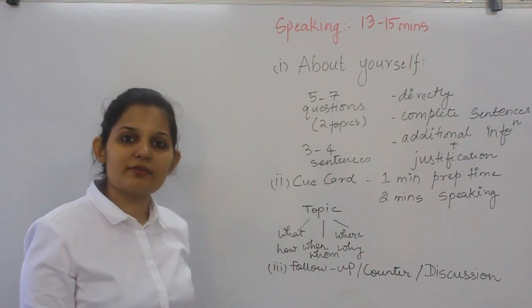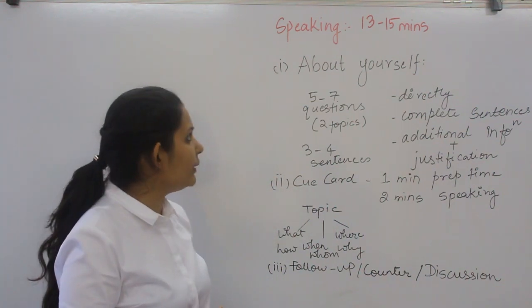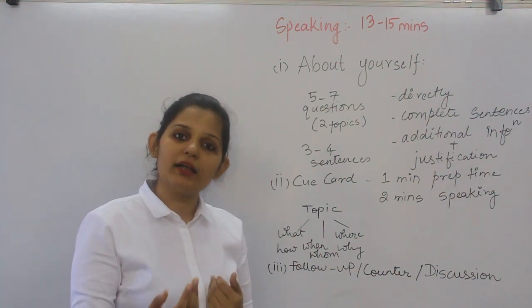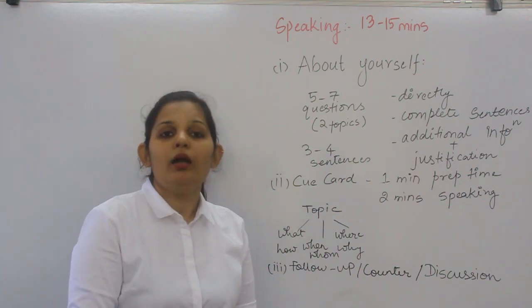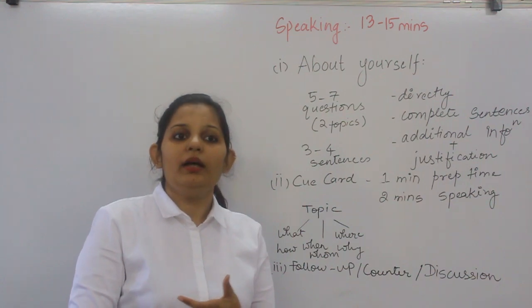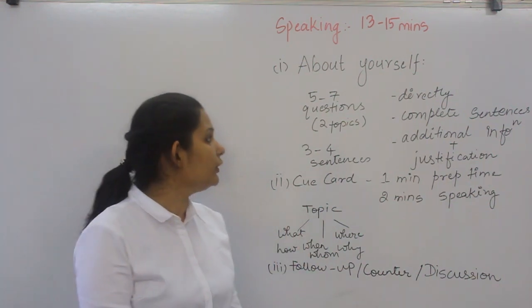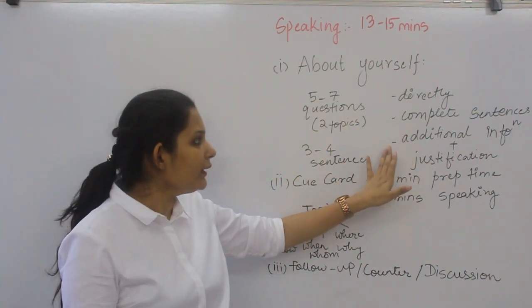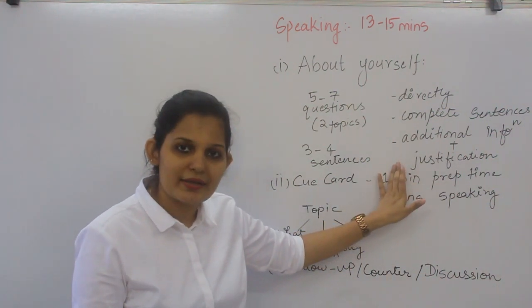The first part is related to questions about yourself, which means you will have questions related to you. You will have a discussion, an interview kind of thing, with the examiner, like where do you work? What are your job responsibilities? Where do you stay? Which is your hometown? And such kind of questions that are directed upon you. So in this part, you need to answer the questions directly, give complete sentences, and add some information or give some justification related to the question.